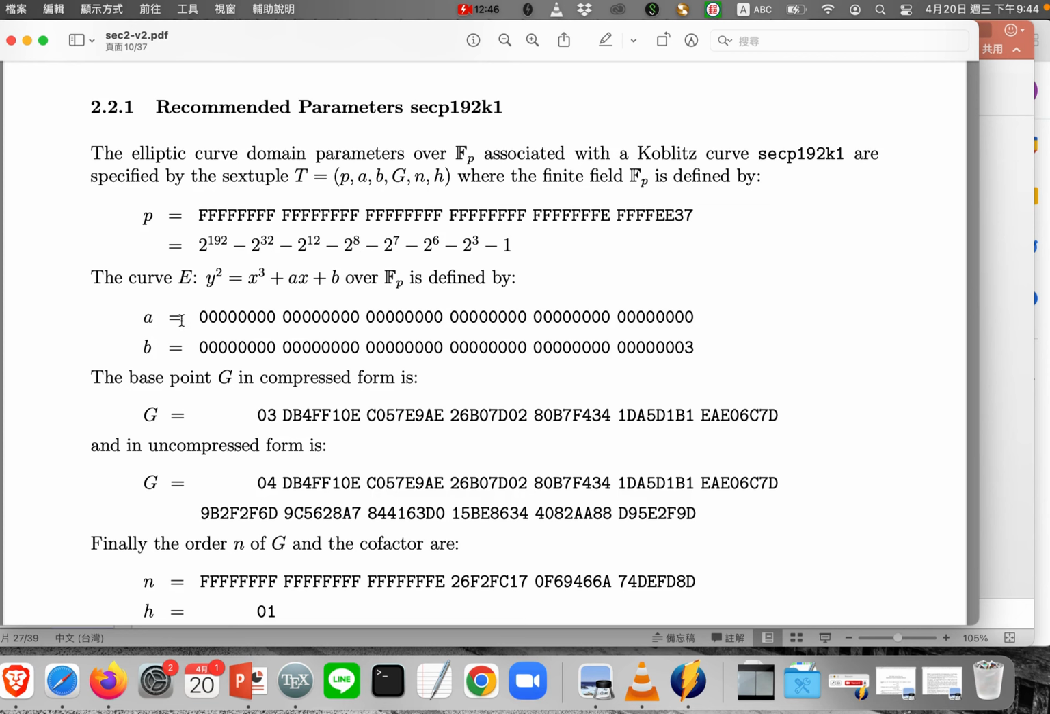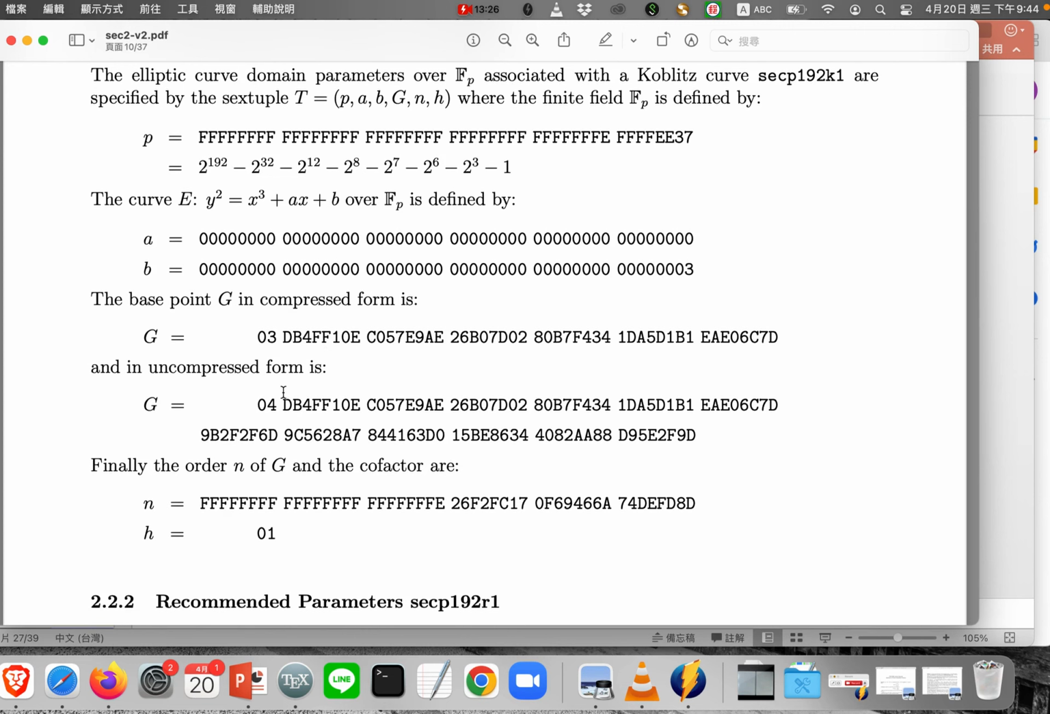And then the curve a is equal to 0, and b is equal to 3. These numbers were deliberately chosen to be small, and it works. It achieves the same level of security as any other a and b. So we prefer to choose smaller a and b. Just like in RSA for the public key, we can actually choose the public key to be very small. Then let's take a look at the base point.